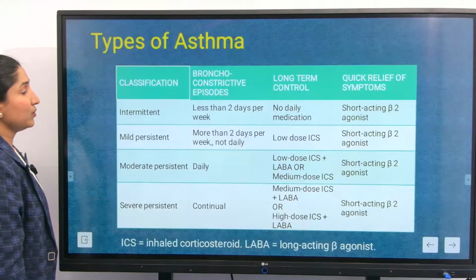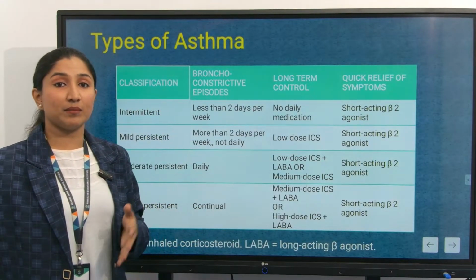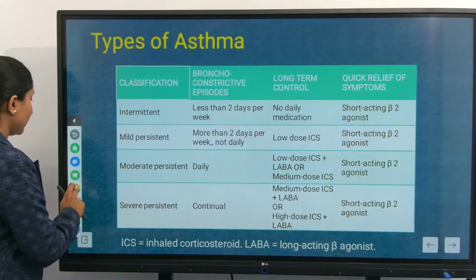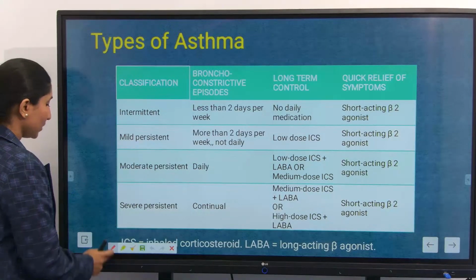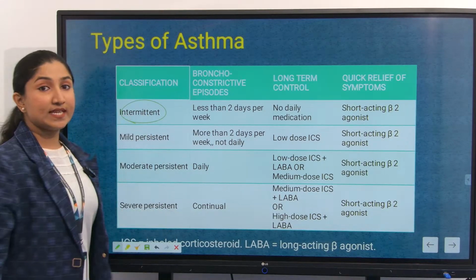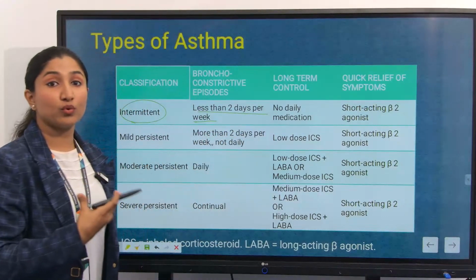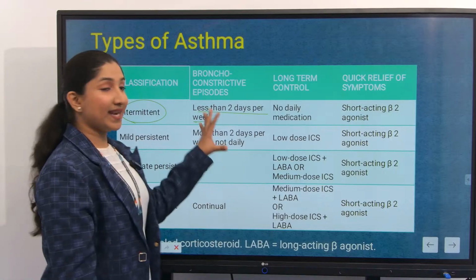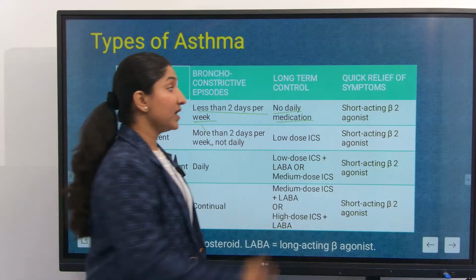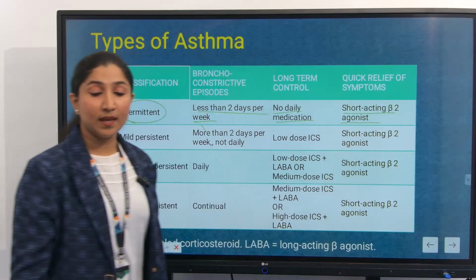Okay, so before that, let's see about the types of asthma, how asthma severity can be classified based on the frequency of symptoms that occur. Okay, so we can say that we have intermittent asthma. Asthma is characterized as intermittent asthma when there are less than 2 days per week of acute bronchoconstriction episodes. So in the case of intermittent asthma, you do not require daily medication, but when the symptoms actually occur, you can treat it with a short-acting beta-2 agonist.